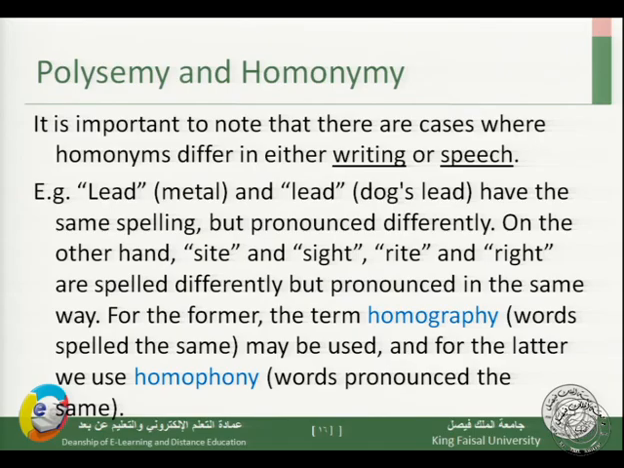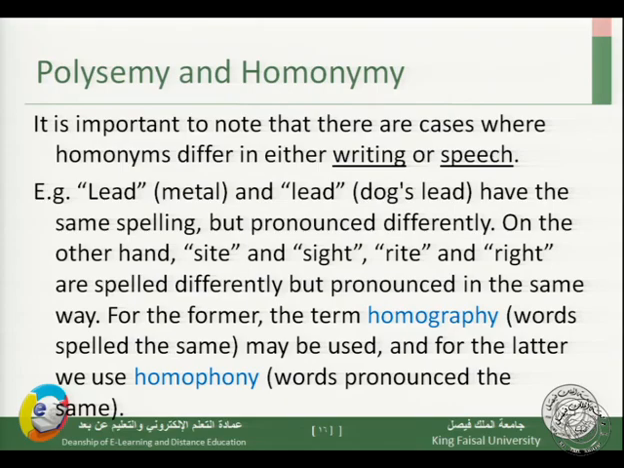And for the latter, we use the term homophony. So you notice the word phone, from phonology, from phone. Phone here is related to sounds, and so these words are pronounced the same, but the way they are written is different, like site and sight, rite and write, and other examples of the same nature. So homography for words spelled the same, and homophony for words pronounced the same. You can look at these as two types of homonymy.